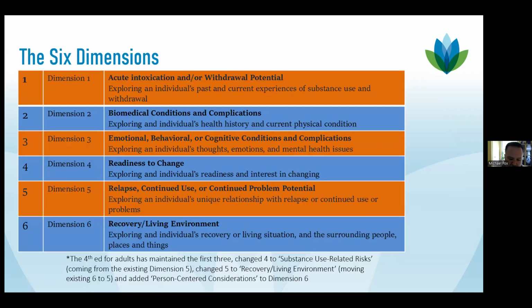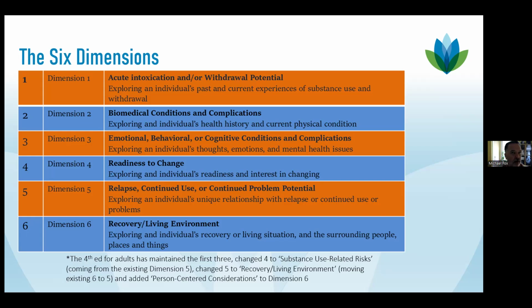ASAM asks us to complete a very comprehensive assessment with the person that we're working with, adults or adolescents, and then organize that understanding by these 6 different dimensions. Dimension 1 includes the person's risk: are they intoxicated at the time, or what's their risk for withdrawal afterwards? Dimension 2 asks us to take a look at biomedical conditions, not just influencing, but any, and we're going to consider influencing afterwards. Any kind of medical conditions.